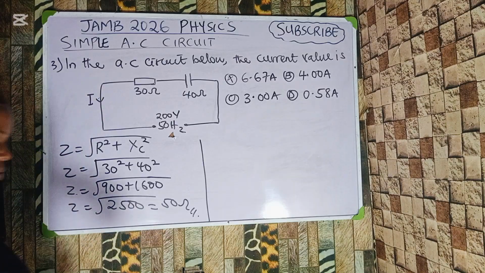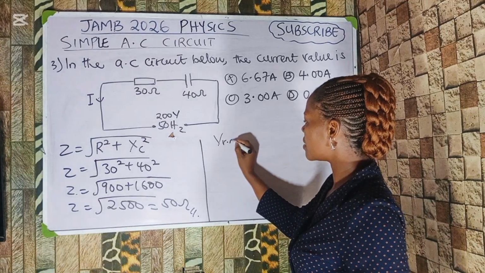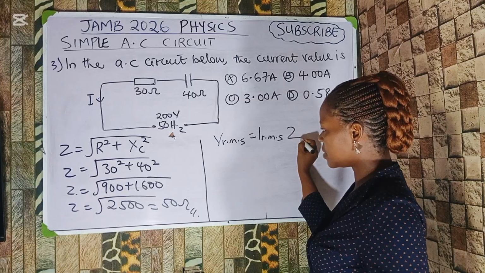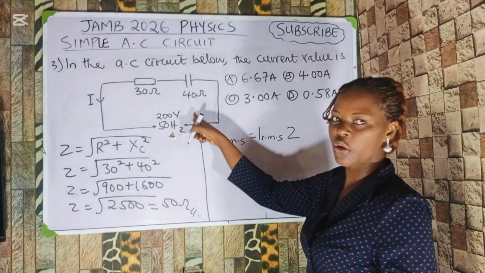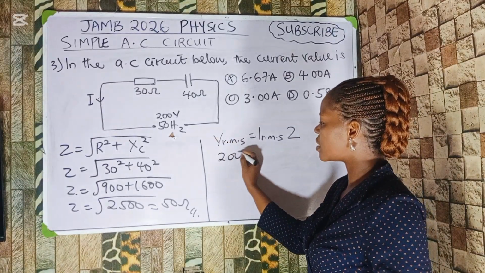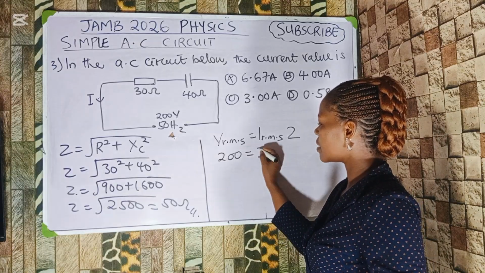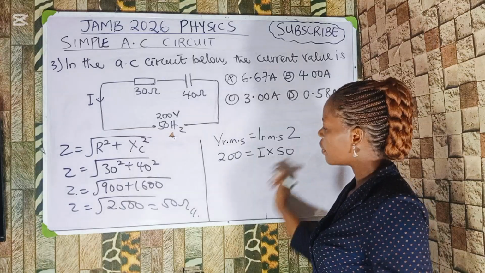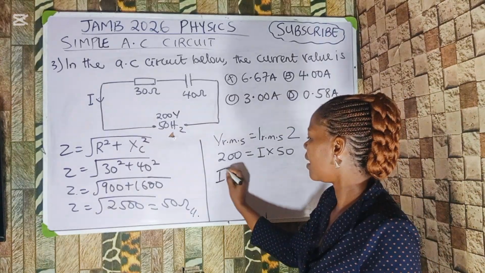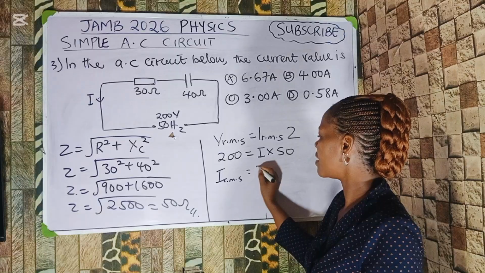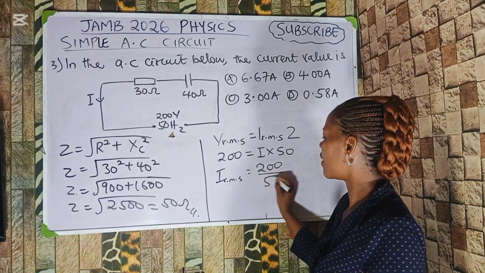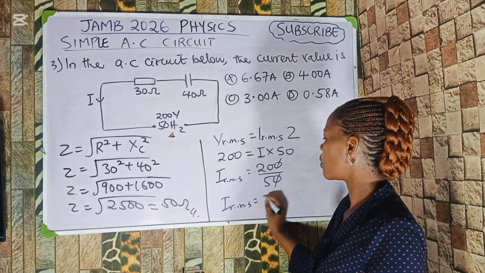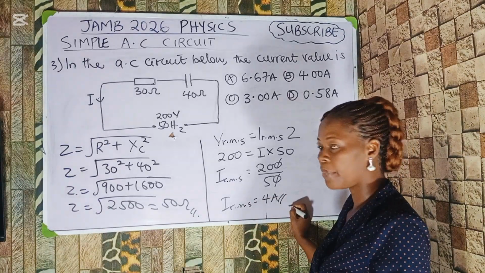All right, let's go. So I have Vrms is equal to Irms times what? Z, right? So what's my Vrms? This is giving us 200 volts. So 200 is equal to current times my impedance, which is 50. Okay, right? So we say that Irms is giving us 200 over 50. By the time we cancel, my current will now be equal to 4 amperes. I hope that is clear.